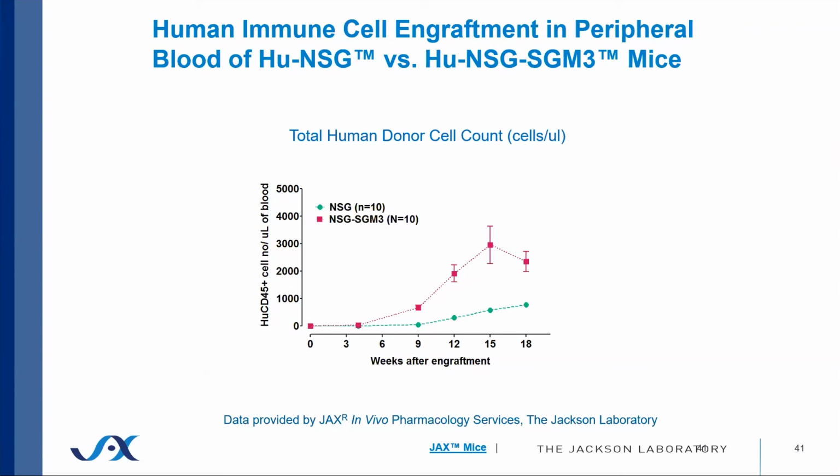So I'd just like to show you a couple of slides that graphically illustrate the broad trends of engraftment that we talked about. So here's a slide just looking at total human donor cell count, comparing the NSG in green to the NSG SGM3 in magenta here. And so you can see that overall you do see a higher level of engraftment, and we're looking at just total CD45 positive human cells here. And that engraftment does tend to increase over time to a point.